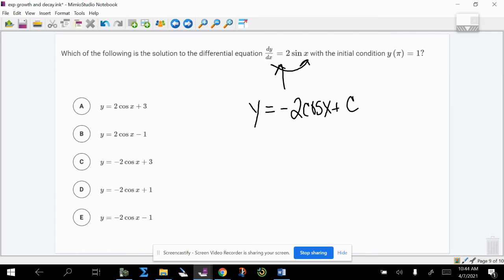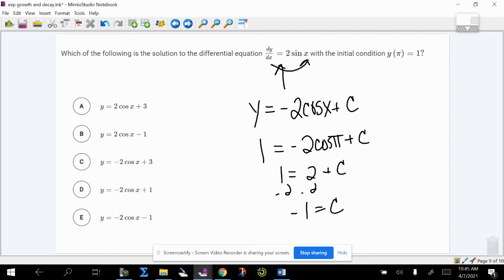You have your initial condition, so we're going to put 1 in for y and pi in for x. So the cosine of pi is negative 1. So you have a negative 1 times a negative 2, which gives you just a 2. Subtract 2 from both sides, we get our c value to be negative 1. So we're looking for a particular solution of negative 2 cosine x minus 1, which is right here.